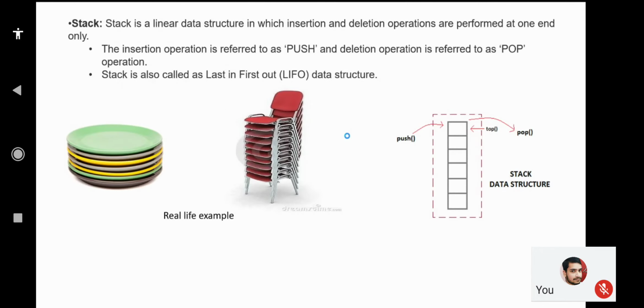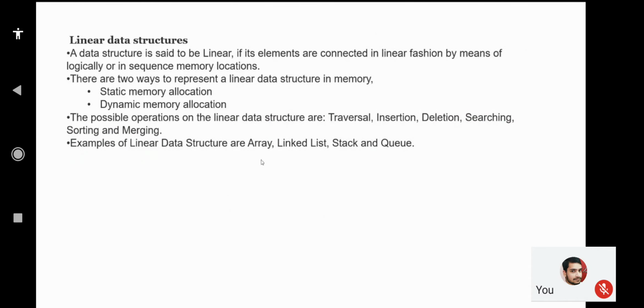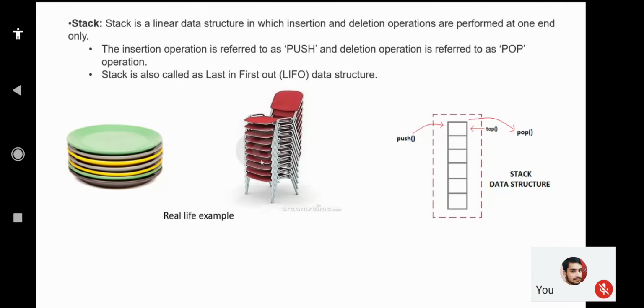Next, non-linear data structure. Okay, fine. Now come to the examples. So stack, and you already know array. Now here array, stack. So first of all, you have to understand what is stack. Stack is a linear data structure. Fine. What kind of linear data structure? In which insertion and deletion operations are performed at one and only one end, from only one end.